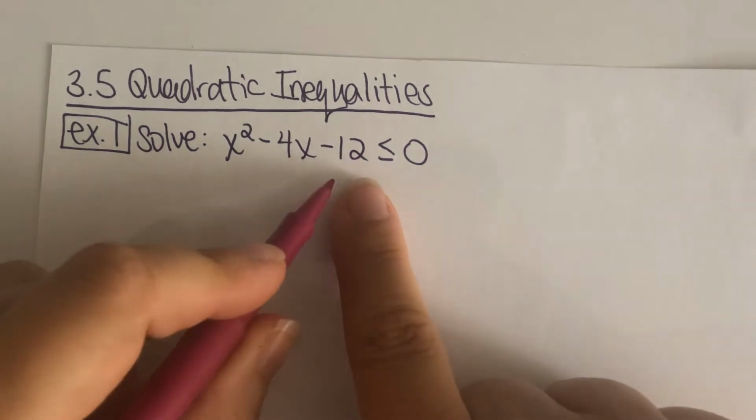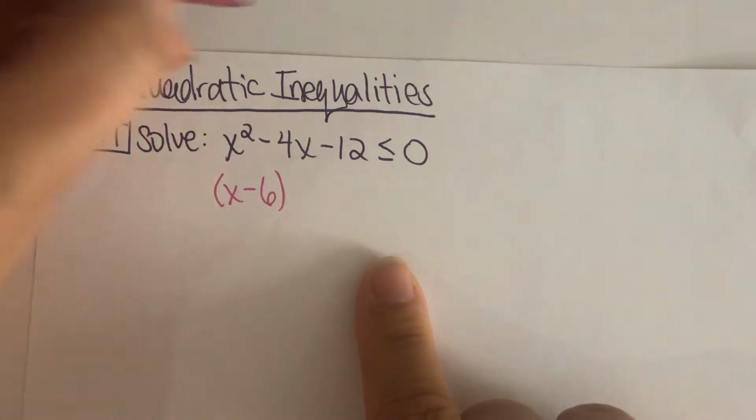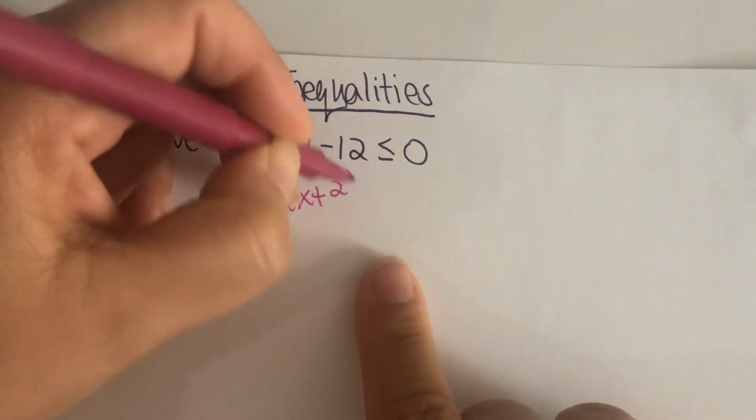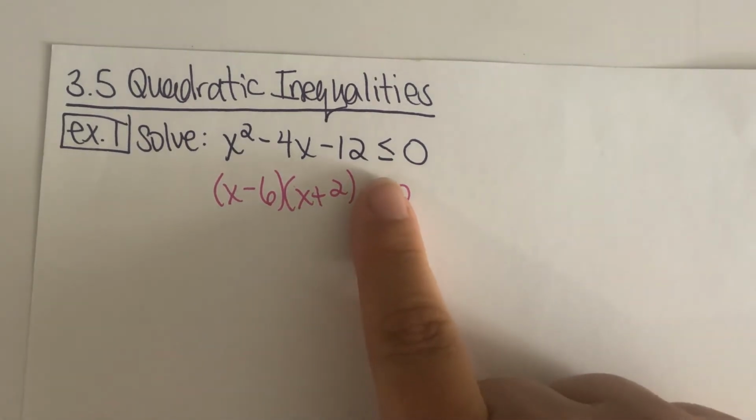So what multiplies to -12 and adds to -4? Can't write and talk at the same time yet again. Okay, so that's the first step. This is a quadratic inequality.